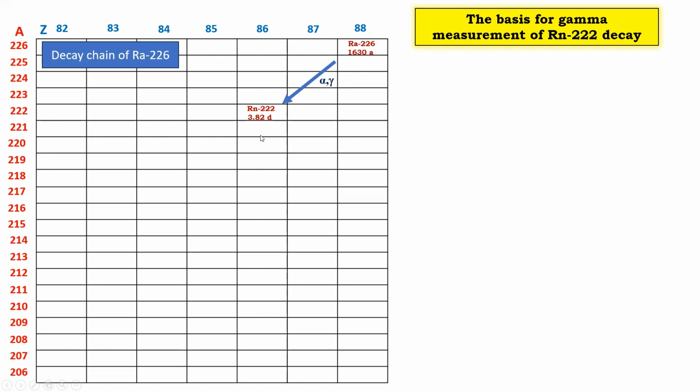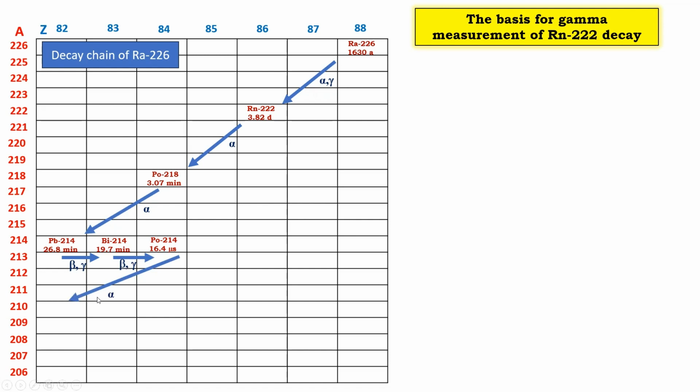Radon-222 has a half-life of 3.82 days, and it decays by emitting alpha radiation into polonium-218, as we have already seen. Polonium-218 decays again by emitting alpha radiation to lead-214. That in turn emits beta and gamma radiation and is transformed into bismuth-214. That again emits beta and gamma radiation and is transformed into polonium-214.